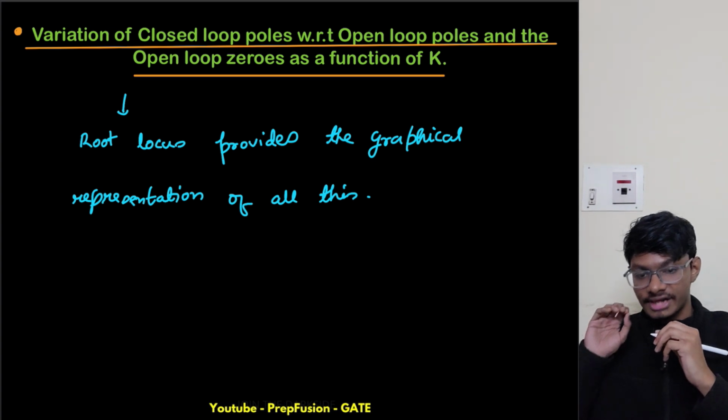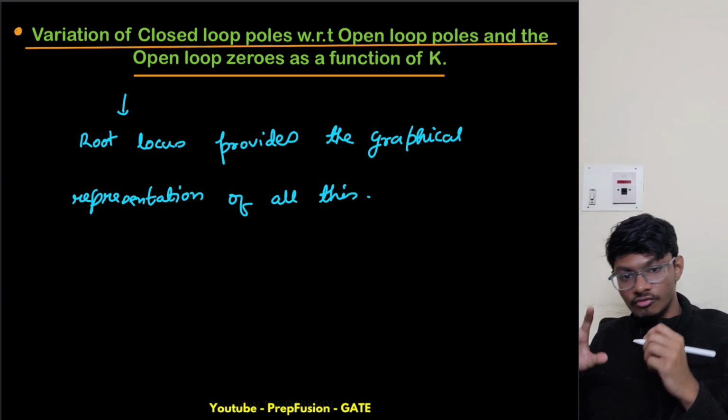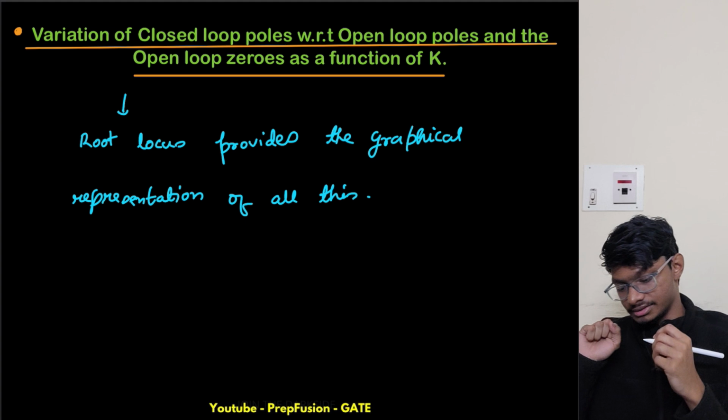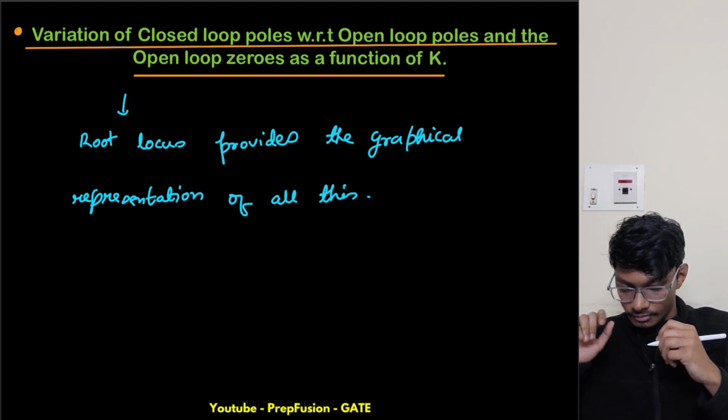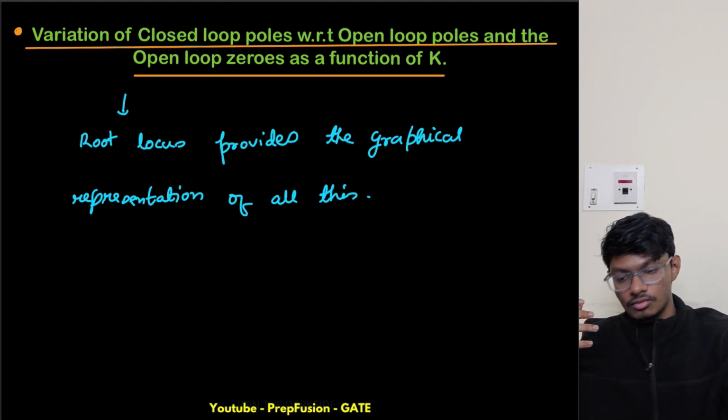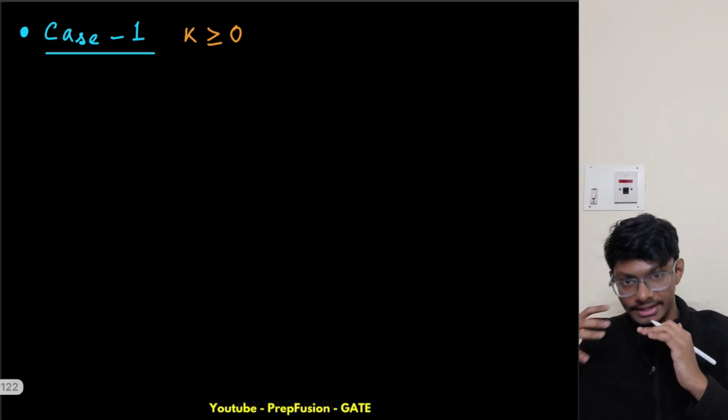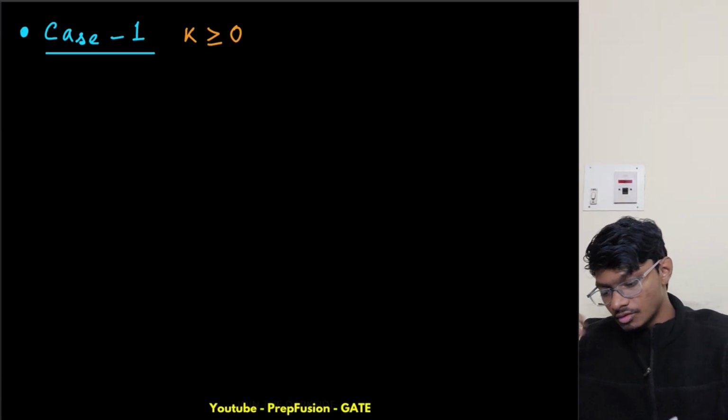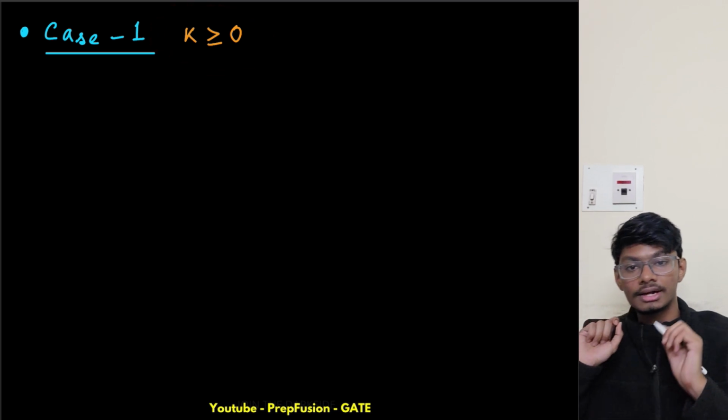Okay, so root locus provides a graphical representation of all this variation, right? So yeah, this is what this is. Now let's go for case one. As I told you earlier as well, where my system parameter is greater than or equal to 0.